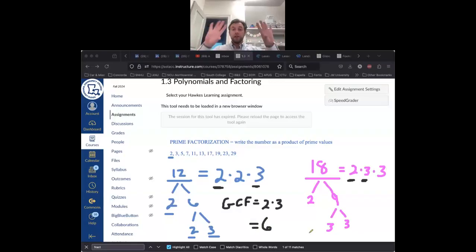So this is a completely different way to find the GCF, and this way is nice when you have larger numbers that you're dealing with. I can show you an example of that, but let me pause here. Any questions on this?